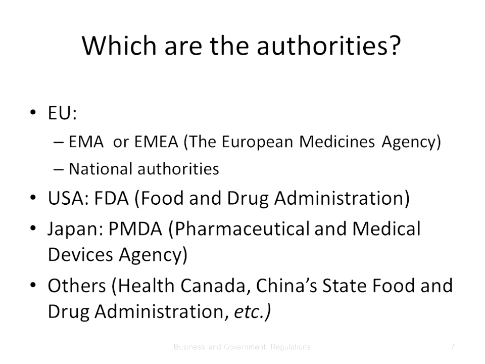In Europe, we have the EMEA, the European Medicines Agency, and there are separate national authorities, so there are country-specific authorities as well. It can get pretty messy in Europe. Okay, and of course we know that in the USA it's the Food and Drug Administration. In Japan it's the Pharmaceutical and Medical Devices Agency. And there are other countries, for example, Health Canada, China's State Food and Drug Administration.